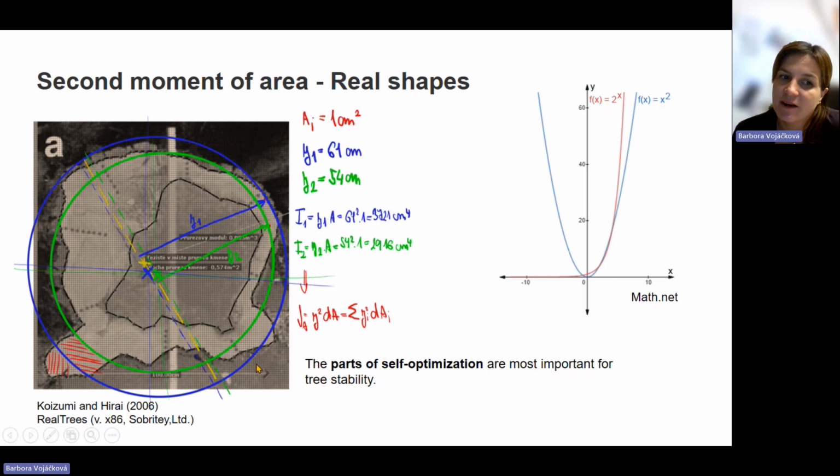This can be very important with old trees, because old trees have a tendency to optimize themselves to the loading. And when we don't consider the parts where the tree is optimizing itself, there can be a real deviation from what the tree can really carry.